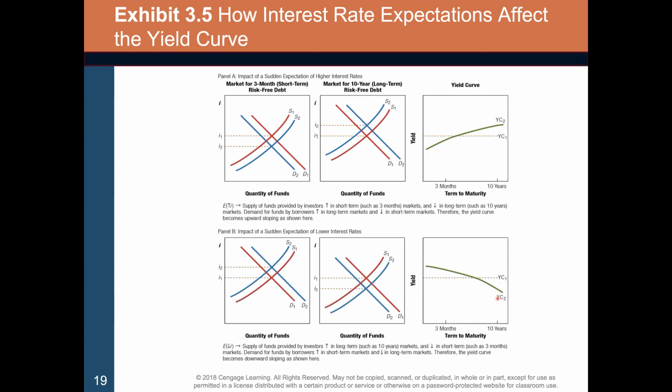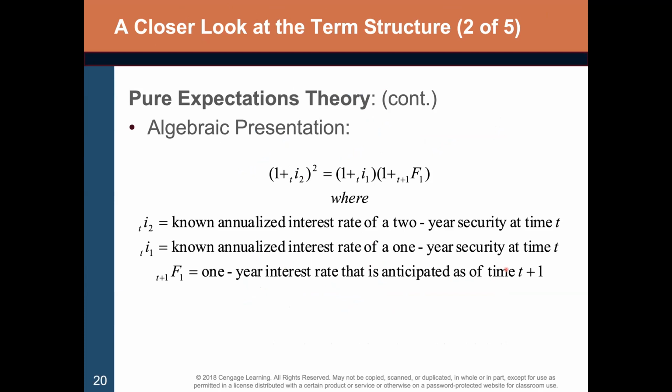So these yields in the future are dependent upon expectation only. So if we expect things to go more poorly in the future, we can see that will affect the future yield curves. So algebraically, we can look at the pure expectations theory, where we've got this first term, TI2, is the known annualized interest rate for a 2-year security at time t. Okay, so this is our 2-year security, and we know what the annualized interest rate is for it. Then we've got a known annualized interest rate for a 1-year security right here. And then we have a 1-year interest rate that is anticipated as of time t plus 1.